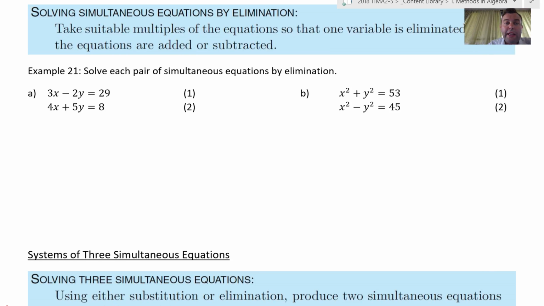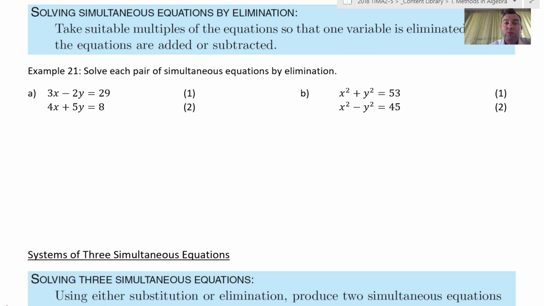Hey Levins, what we're looking at here are simultaneous equations again, but this time by elimination. This can sometimes be a more versatile method. I quite like substitution, but it can lead you to end up working with a number of fractions sometimes, as a result of making one of the variables the subject of the equation.